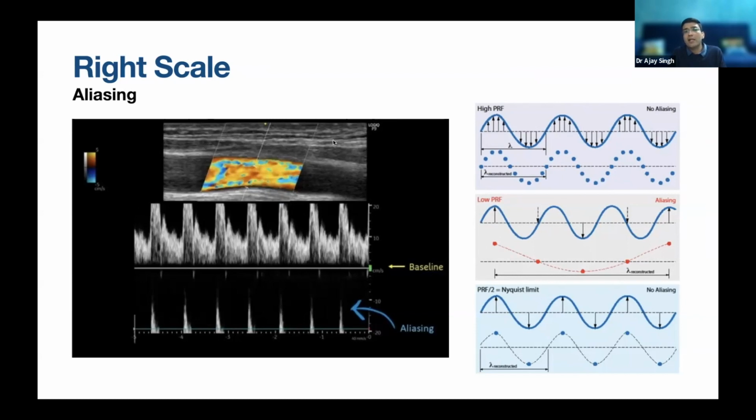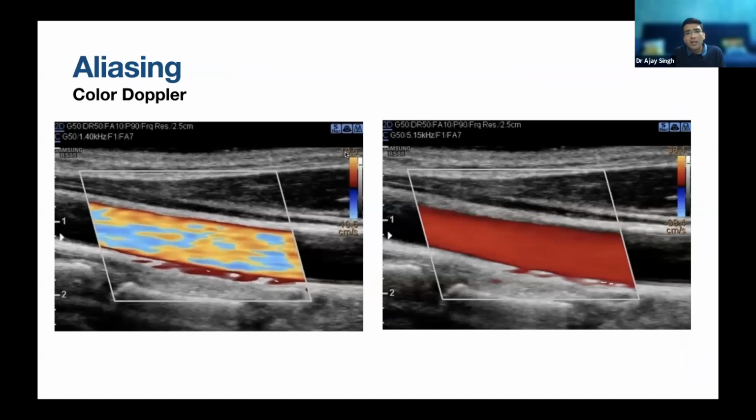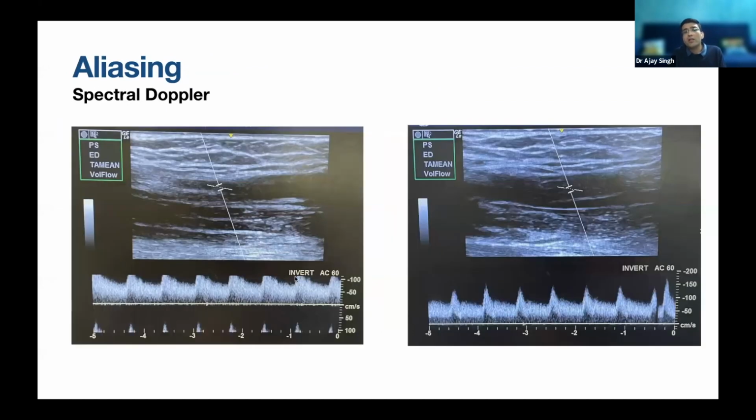We can see the scale here, it is kept at 10 centimeters per second. When the same scale is increased to, say, 40, we can see that aliasing has disappeared and you can see a uniform color. Similarly, in the spectral Doppler analysis also, you can see that there is aliasing. The peak is very high and the machine is not capturing it properly. The peaks are coming in the bottom of the part.